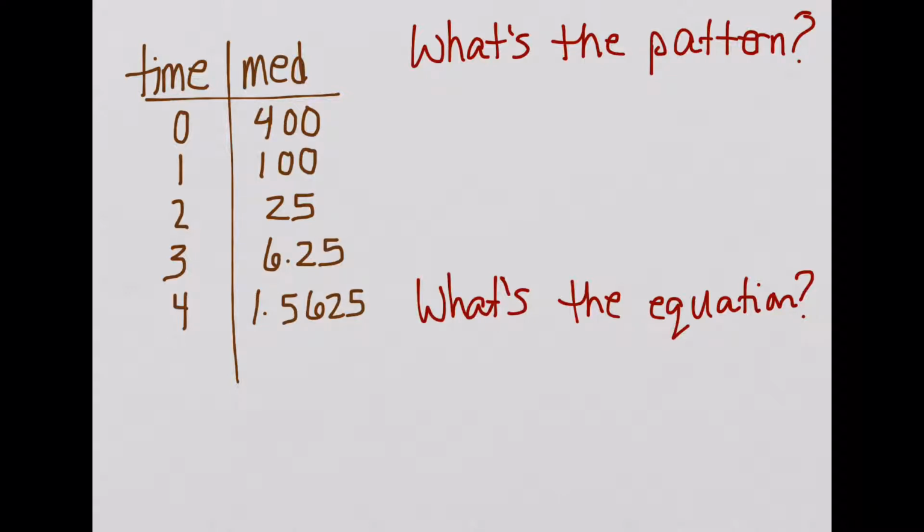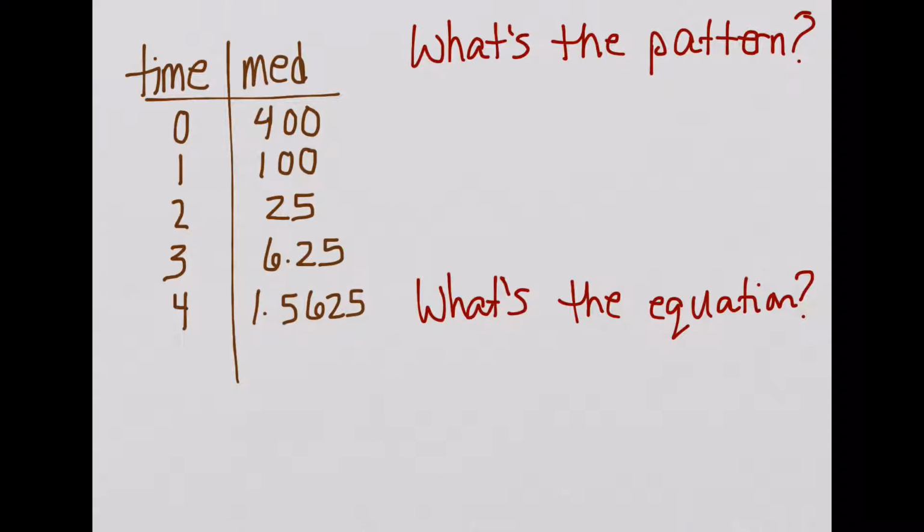Medicine breaks down in your body using exponential decay. So we're going to try to look for the pattern here. We start off with a 400 milligram dose of medicine. Then an hour later, there's only 100 milligrams left of that medicine in your body. So what's happened is your body has used 300 milligrams of it, and you have kept 100 milligrams.